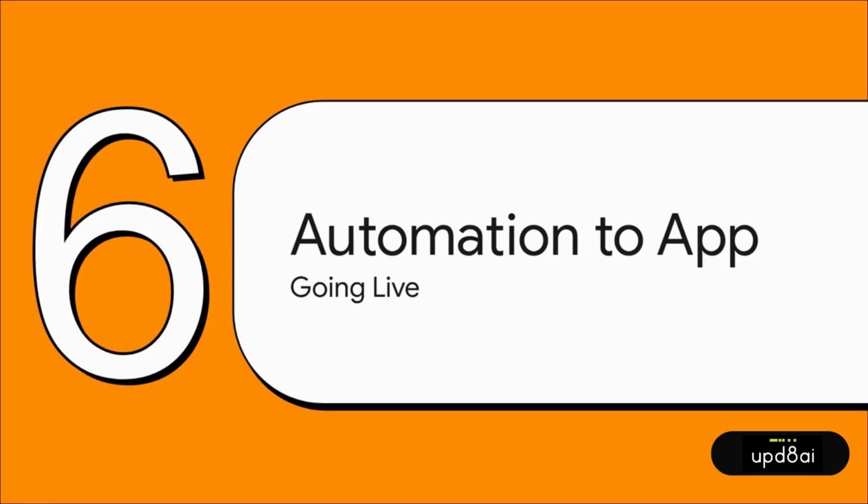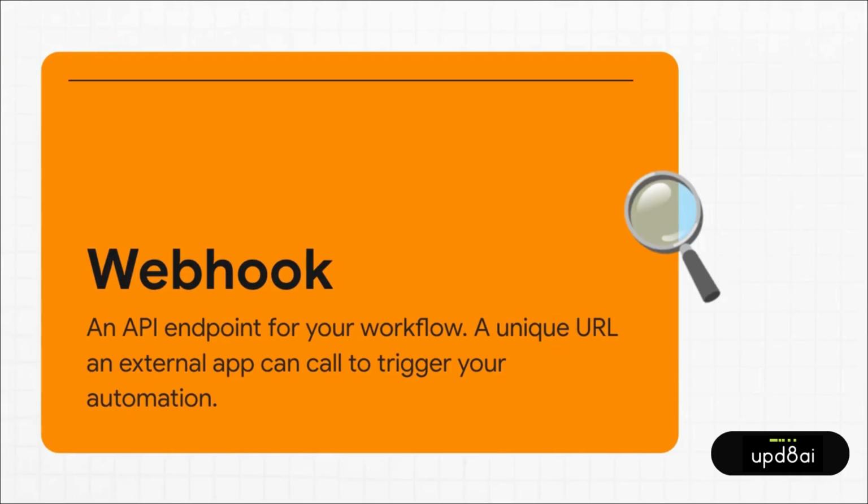So this is awesome. We've built these incredible digital brains inside n8n. But how do we actually use them? How do we connect them to the outside world so a customer on a website or a teammate in an app can talk to them? The magic piece that makes this happen is called a webhook. And honestly, the easiest way to think about a webhook is like a private phone number for your workflow.